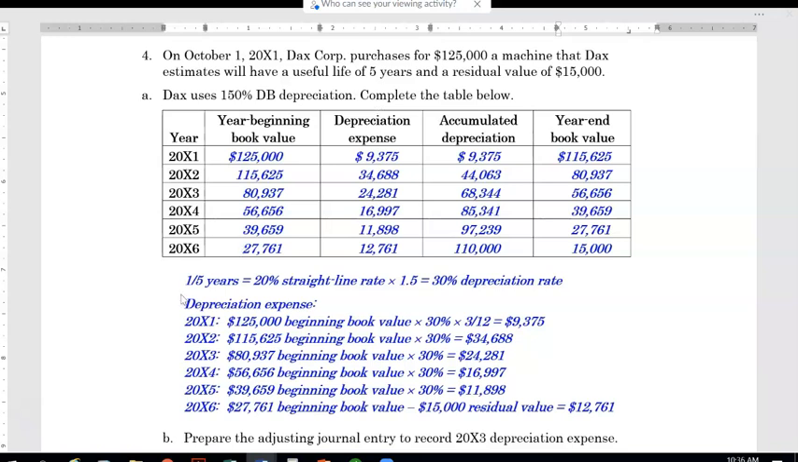So how do we do it? Again, 100% of the machine divided by useful life, in this case 5 years, gives us 20%. 100% divided by 5, 20%. 20% times 1.5, which is 150% declining, gives us a 30% depreciation rate, and that's going to be used for the rest of the calculation. So 125,000 times 30% times October, November, December, which is just 3 months out of 12 months, that will be 9,375 year 1 depreciation.